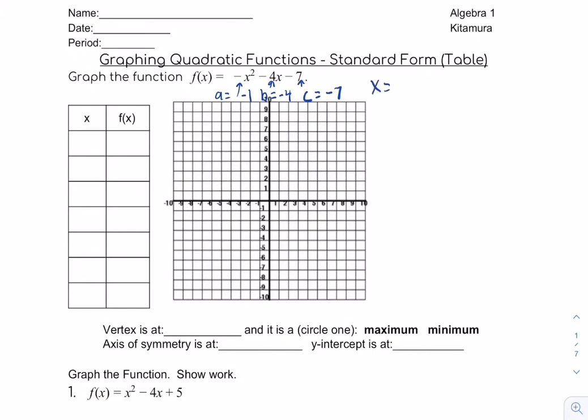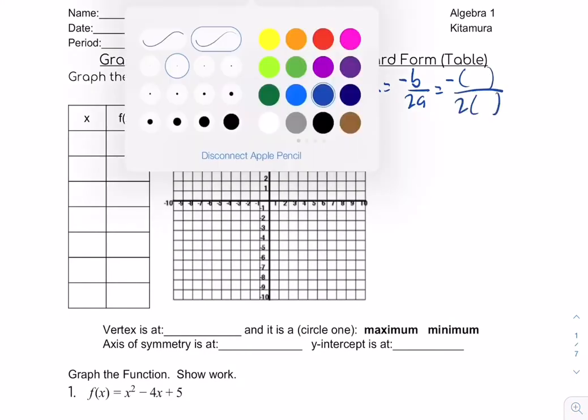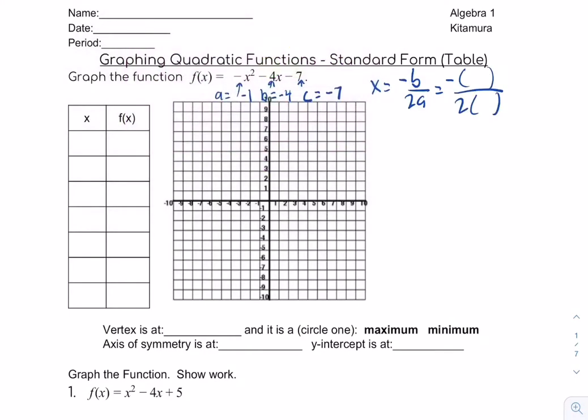Then we're going to use our x equals negative b over 2a, like we did last time. Negative, parentheses, our b was negative 4, over 2 times our a, which is negative 1. And we're going to calculate that. So negative negative 4 is 4. 2 times negative 1 is negative 2. So it's going to be negative 2. So the x value of our vertex is negative 2. And we can write that in there. We can also write it in our table. So negative 2.